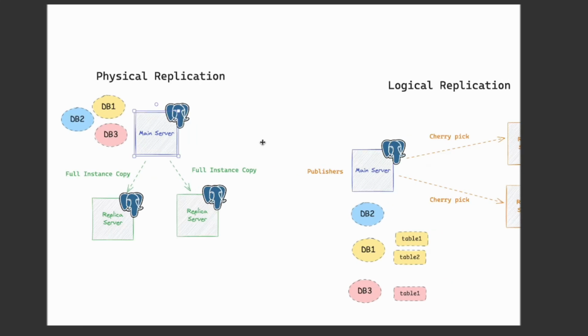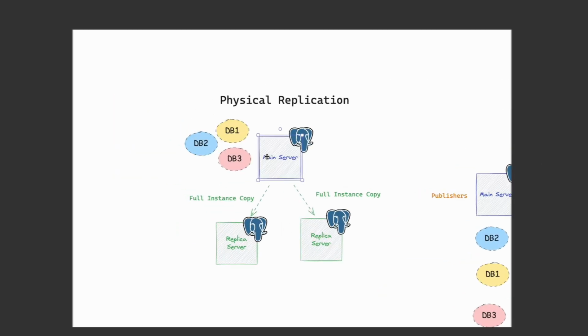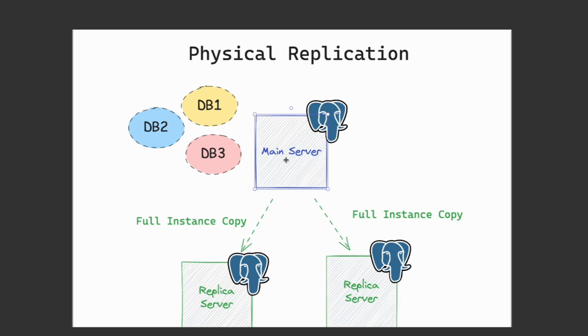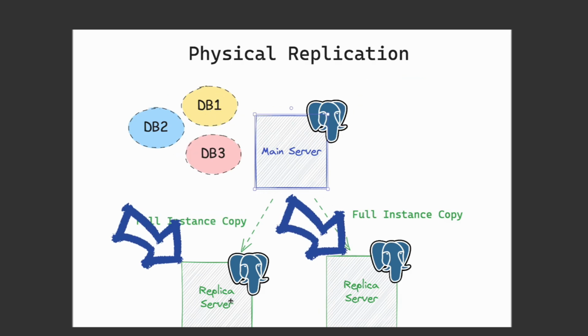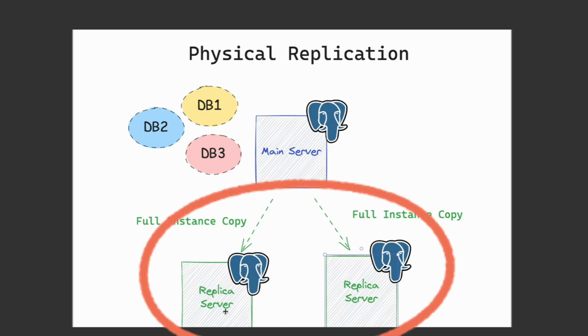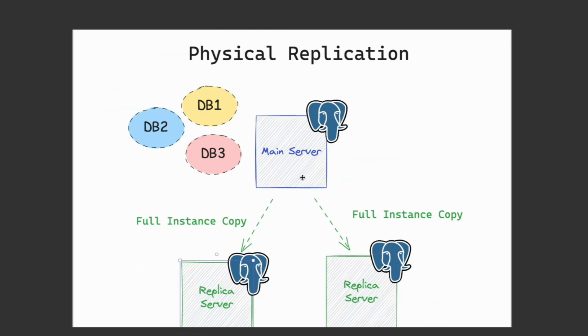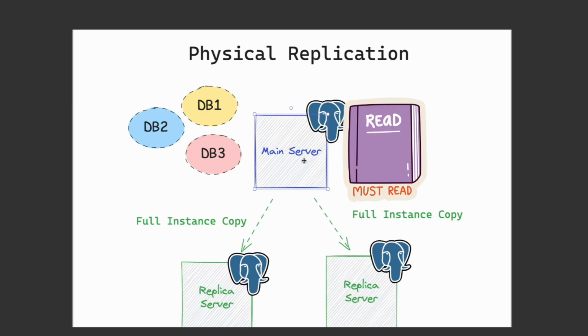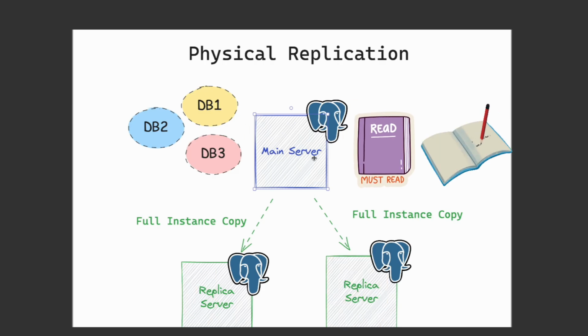Let's review the difference between physical and logical replication. As you can see here in this diagram, I have 3 database instances, one for the main server and 2 for the replica servers. The replica servers will only copy data from the main server. They will serve as read databases, and the main server can serve as a read and write database.